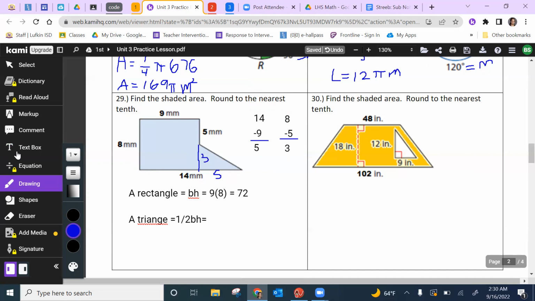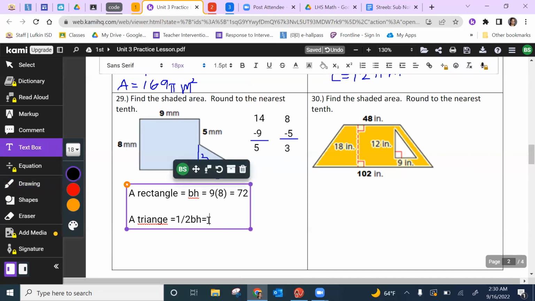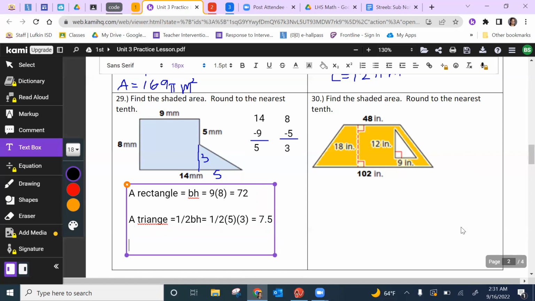Right. For a triangle, so we've got 1/2 times our base of 5, times our height of 3. So 7.5. And then we need to find our total area. So we're going to add those two together because the rectangle and the triangle are stuck together. They're put together. So 72 plus 7.5. And we get 79.5 millimeters squared.